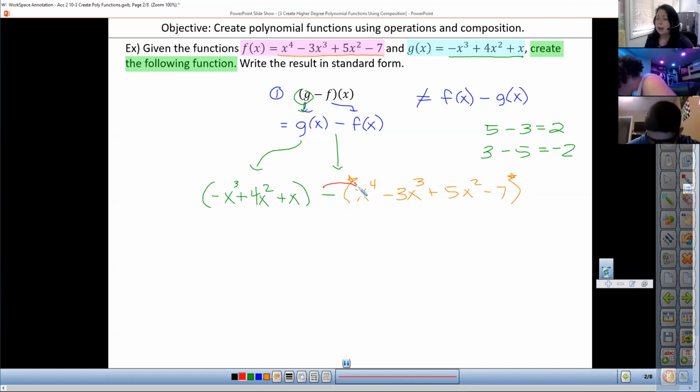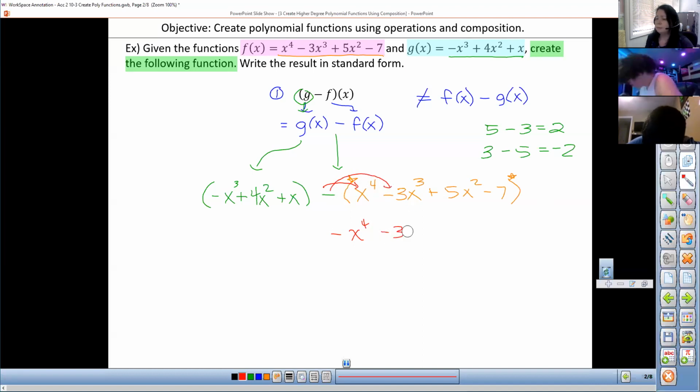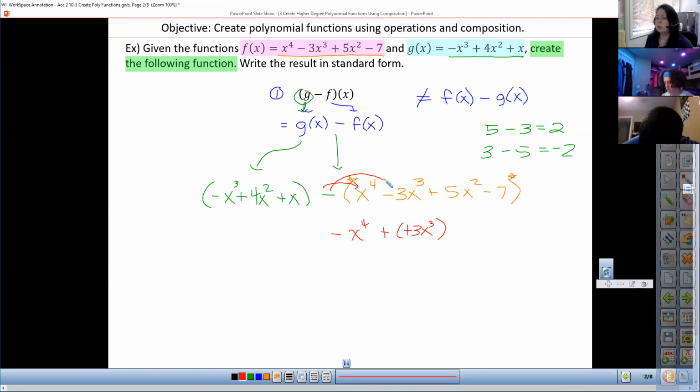So when I subtract positive x to the fourth, it becomes a negative x to the fourth. When I subtract a negative 3x cubed, it becomes a positive 3x cubed. So it's like plus 3x cubed. When I subtract a positive 5x squared, it becomes a negative or minus 5x squared. And when I subtract a negative 7, it becomes a positive 7 or plus 7.